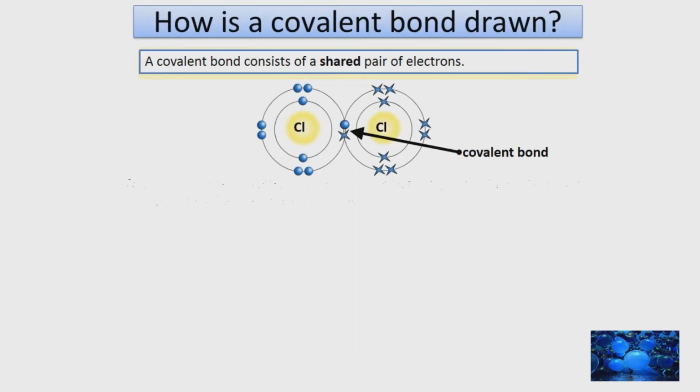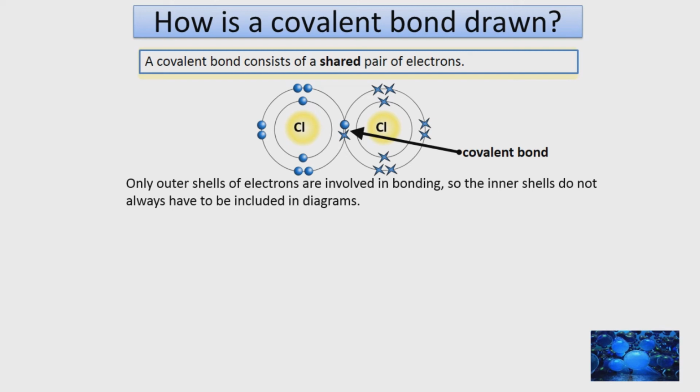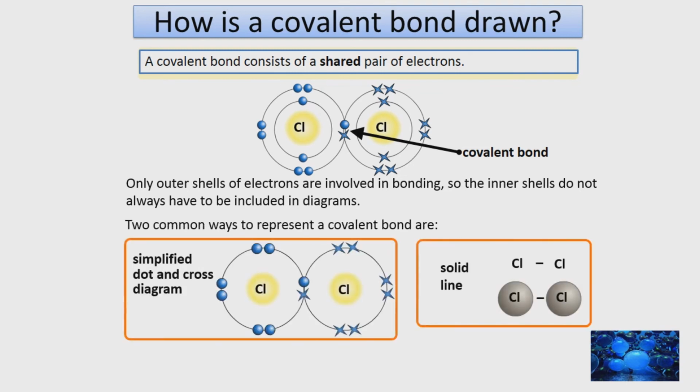How can you draw it? Well, you can draw it exactly as I've just shown you, with the dot and cross showing the electrons from one chlorine and the other overlapping, if you like, to share the outer shell of electrons, which means they have 8 electrons in the outer shell. Or you can also represent it without the inner shells because they don't matter, or you can draw it as solid lines as represented in the bottom right hand corner.